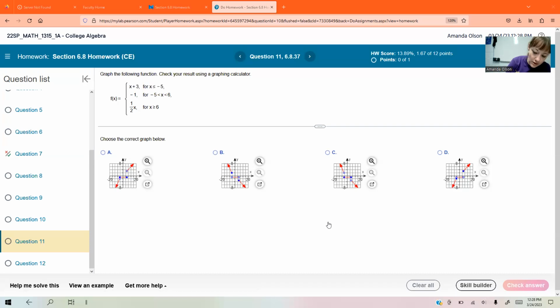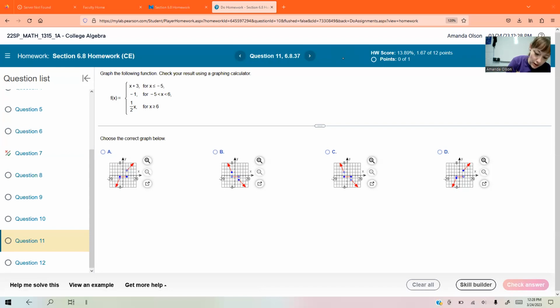So first of all, this is broken up into three parts. My first part is saying when x is less than or equal to -5, my output for my function is going to be x plus 3. That's the first part. That's kind of its own function, and it's not looking at all x values. It's just for the ones where it's less than or equal to -5. At that point, I'm going to have a break in my graph.